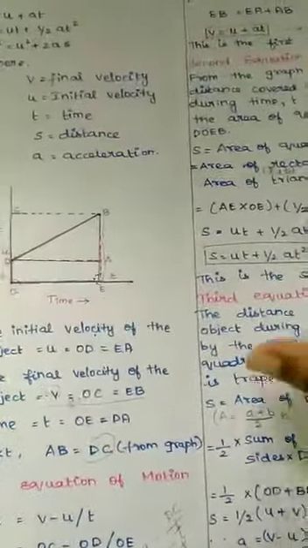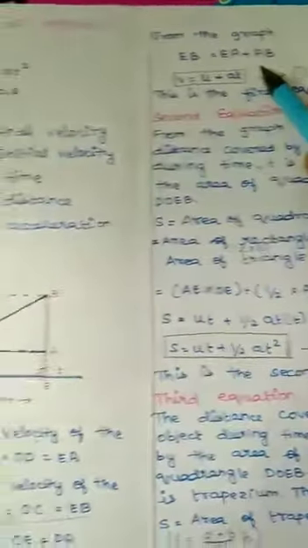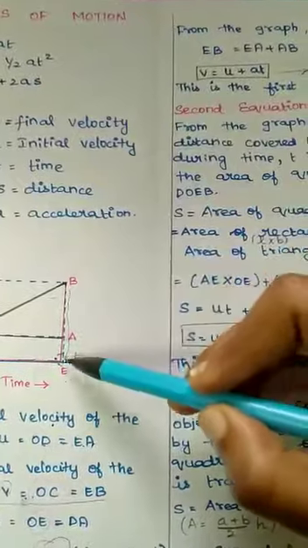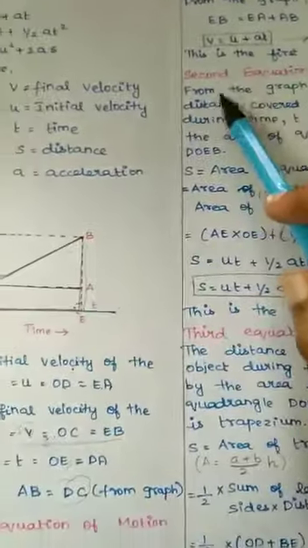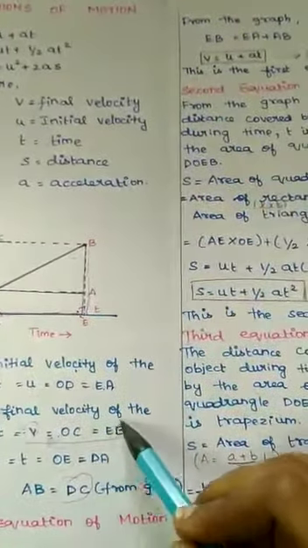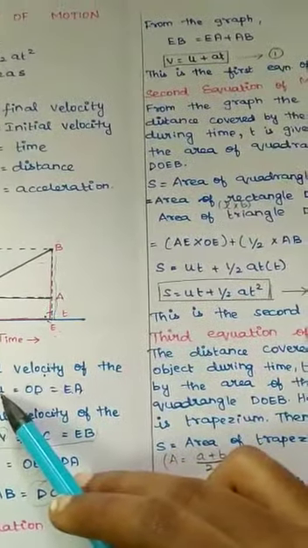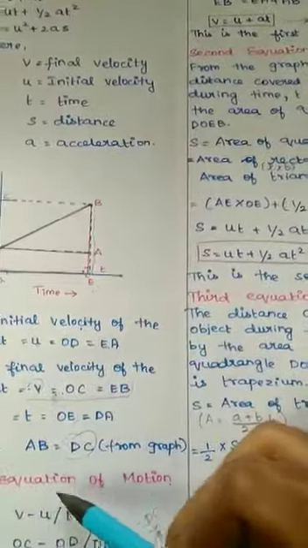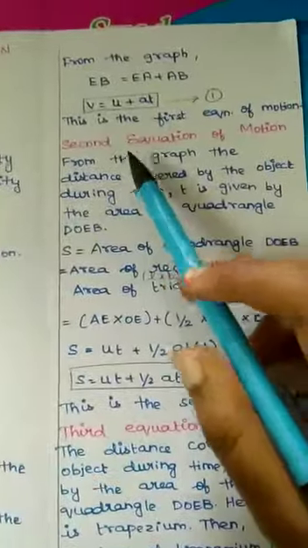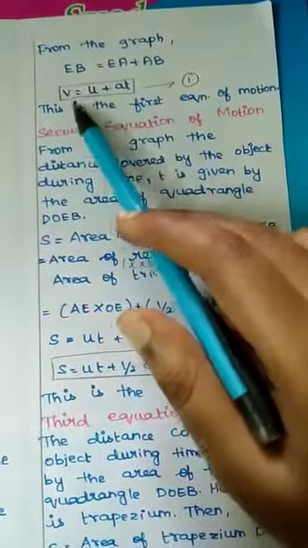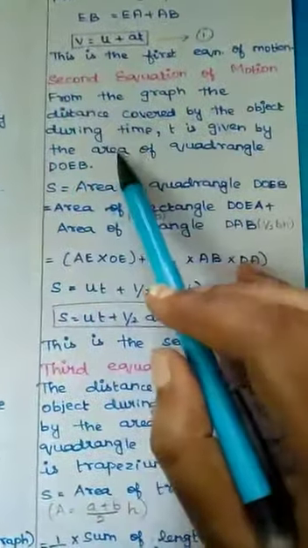And from the graph we are going to write EB is equal to EA plus AB. That is, this EB is equal to this EA plus AB. Now substitute the values. EB you are having here, that is V. EA you are having here, it is U. And AB just now we found out is equal to AT. So when you substitute them, you will get V is equal to U plus AT. So this is the first equation of motion.